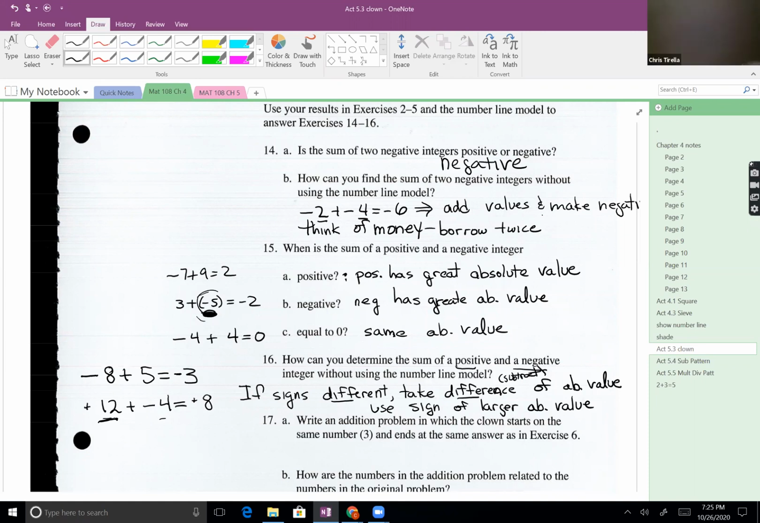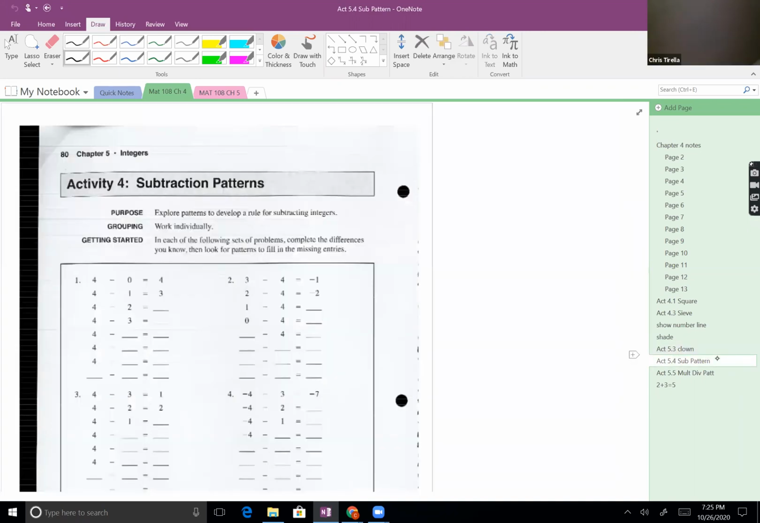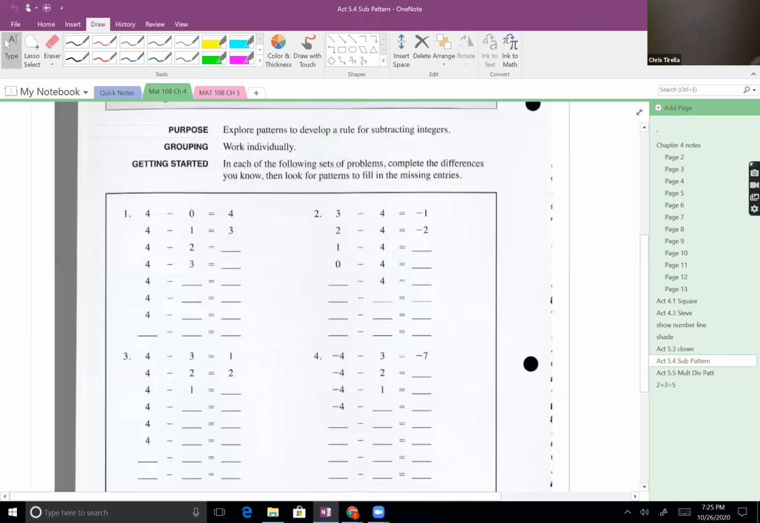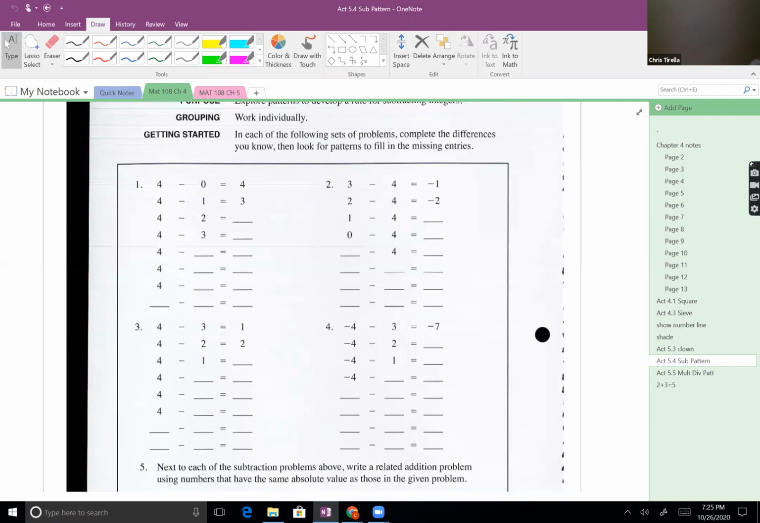So this worksheet, all right. The next worksheet asks you to explore patterns to develop rules for subtracting integers. So let's see if we can find some patterns here. 4 minus 0 is 4. 4 minus 1 is 3. 4 minus 2 would be. This is the next one. This is activity 5.4.